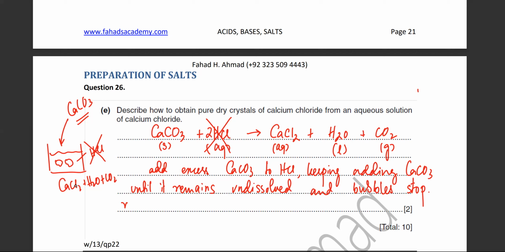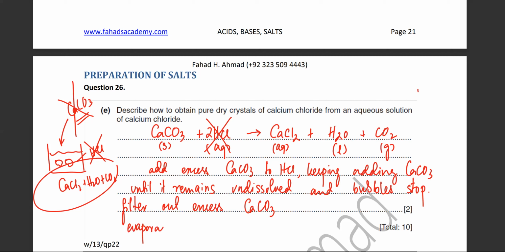So you remove the excess calcium carbonate by filtration. Okay, let me write: filter out excess CaCO3. And your solution will only contain this now, because this calcium carbonate can be filtered out. So you would have to do crystallization, which is evaporate the remaining solution, evaporate the filtrate to saturation point.